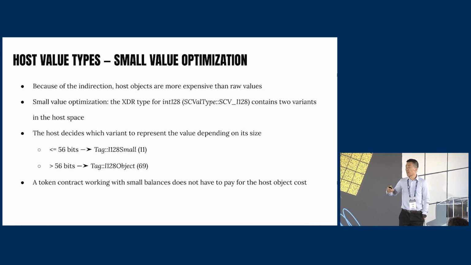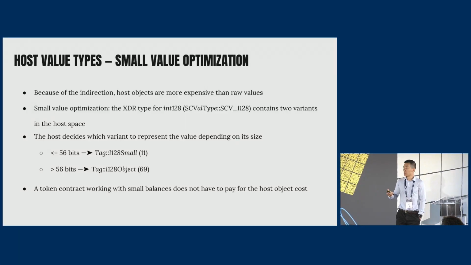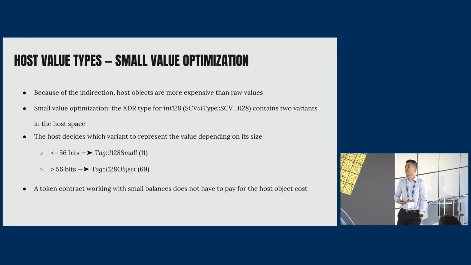Only when it is a large value that cannot fit into 56 bits, it is tagged as an I128 object. In this case, the host object allocation is involved. So the impact of this is that for a token contract that has to work with a 128-bit integer interface, if they're only dealing with small numbers like low balances, they don't have to pay for the extra cost of allocating a host object, which is nice for improving contract performance and reducing the code size.